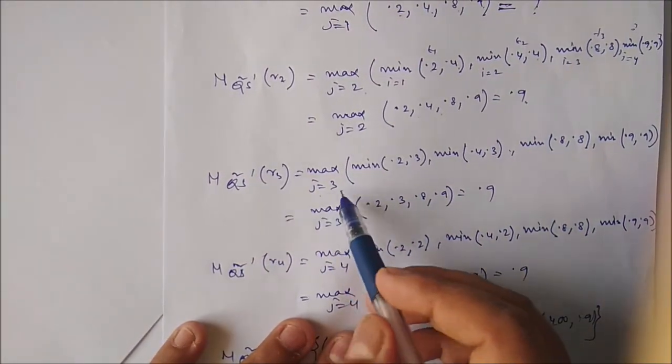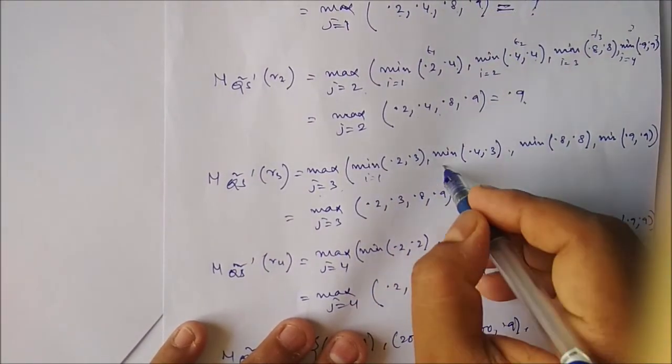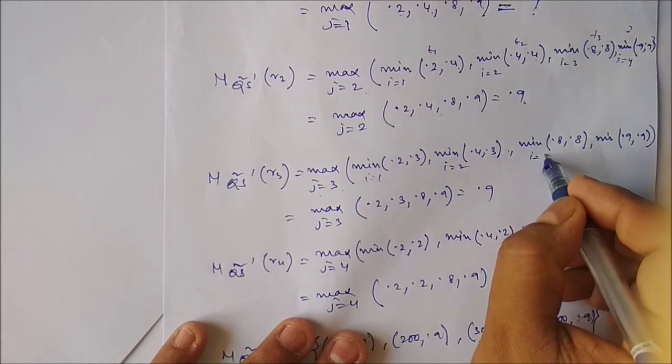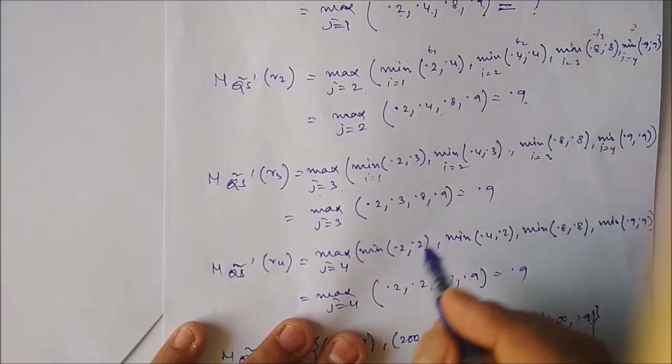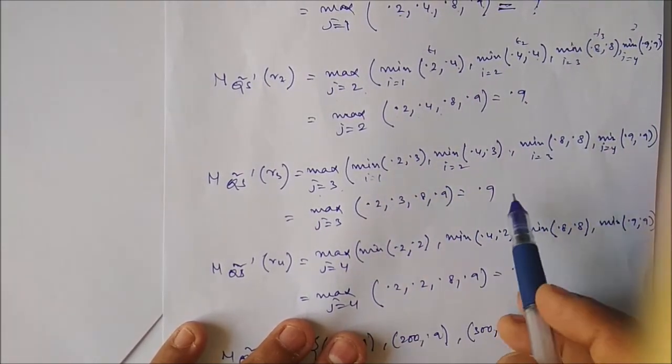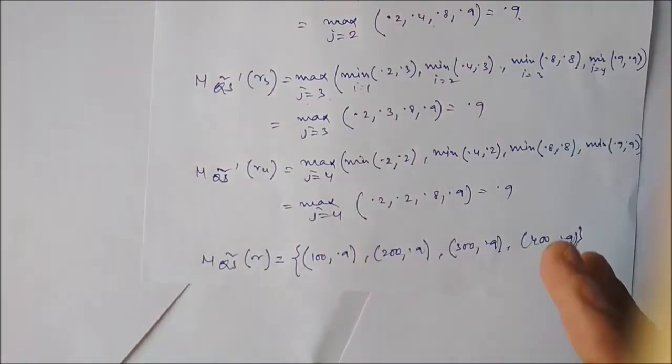Similarly, if j is equal to 3, i is equal to 1, 2, 3, 4. You can pause the video and check each and every one, to see that all the data are correct.